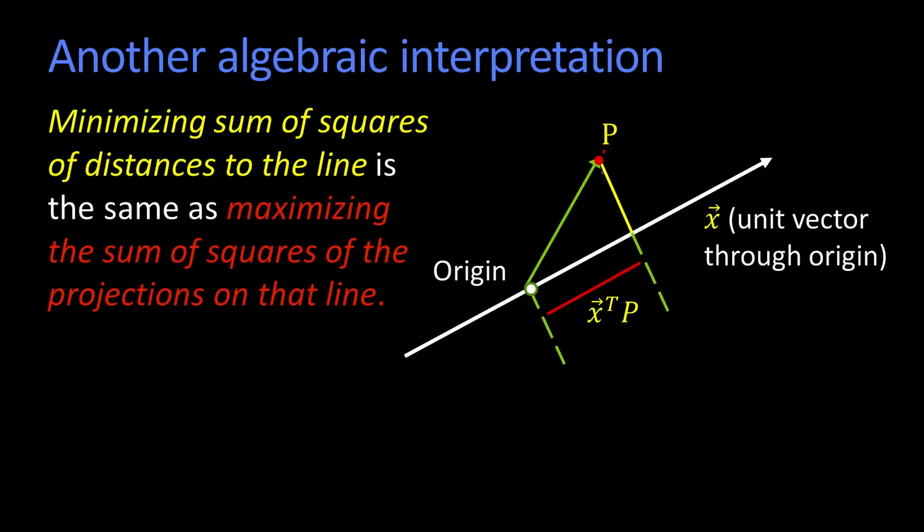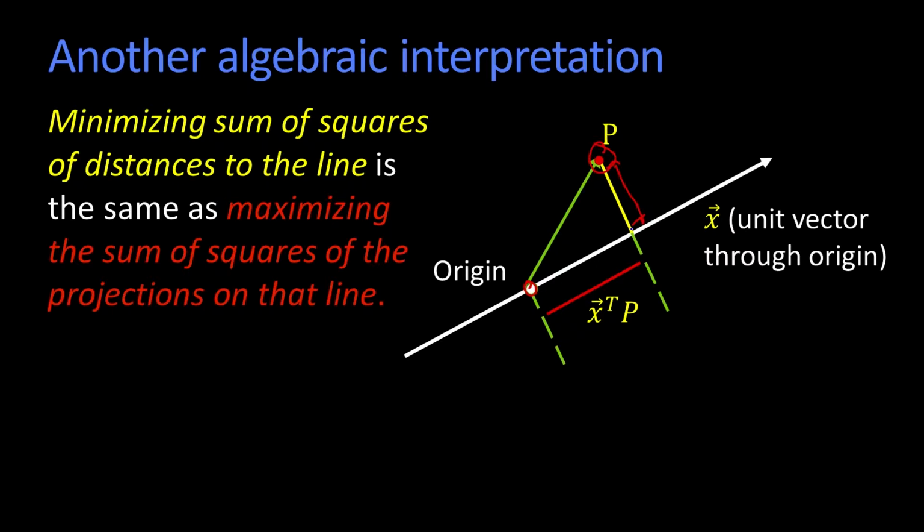Let me give you another algebraic interpretation of principal components, and eventually this will just get us to our formulas. Here we have our point P, and let's suppose we have some origin. If we want to minimize the square of the distance from the point to a line, we want to find the line that minimizes that square.